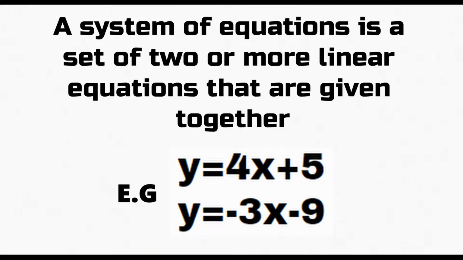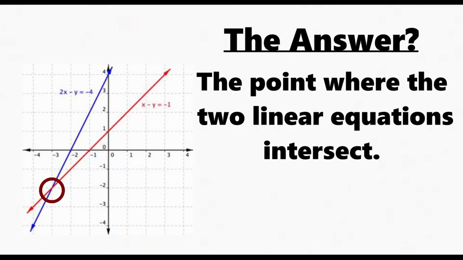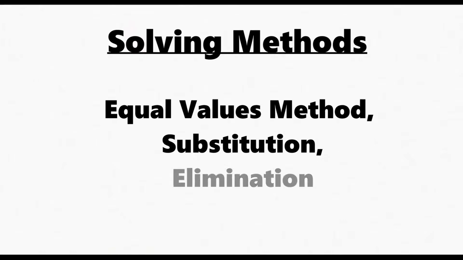A system of equations is a set of two or more linear equations that are given together. The answer to a system is the point where both of the linear equations intersect. There are three main solving methods: equal values method, substitution, and elimination.